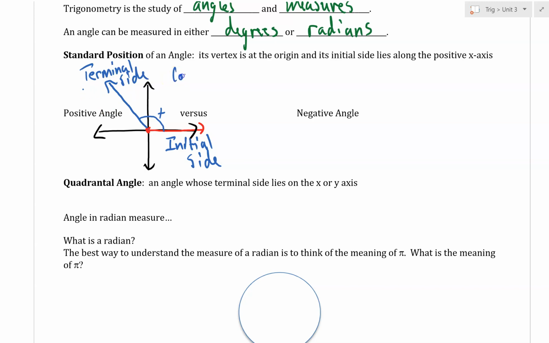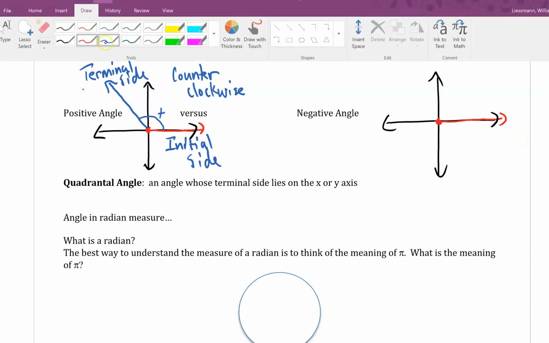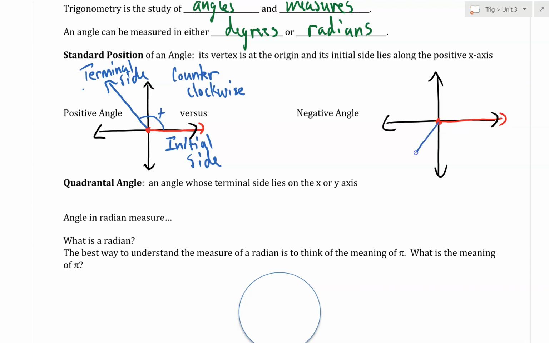We would go in a counterclockwise motion. This would be considered a positive angle here. And then obviously if we were doing this for a negative angle, we would start at the vertex, which is at the origin, running out this way. A negative angle would be measured in the opposite direction, so it would be clockwise. Let's say here's our angle measure, and this would be negative, in a clockwise movement.